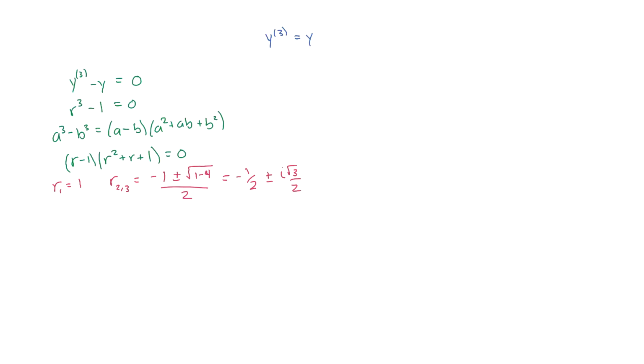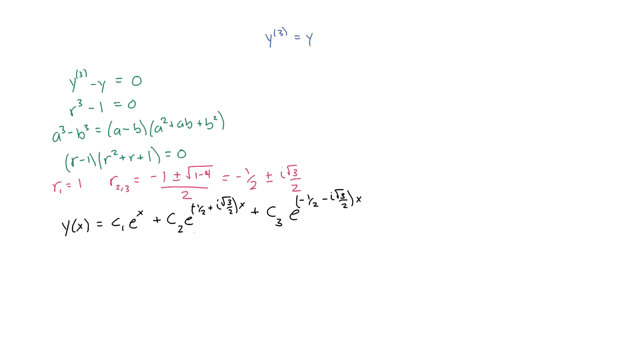And now we proceed to writing the general solution to this equation. So the general solution is going to simply be c1 e to the x plus c2 e to the negative 1/2 plus i square root 3 over 2, all this times x, plus c3 e to the negative 1/2 minus i square root 3 over 2, all that times x. So technically you could stop here, but I'm going to rewrite the general solution in terms of sines and cosines.